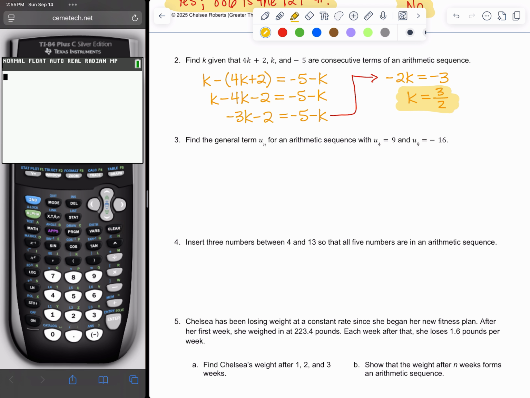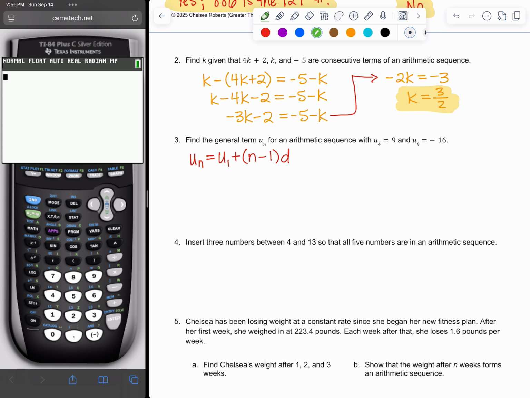All right. So number 3, it says find the general term for an arithmetic sequence with u sub 4 being equal to 9 and u sub 9 being equal to -16. So what I do is I have to remember the general term is u sub n is equal to u sub 1 plus n minus 1 times your common difference. So I'm going to write 2 equations.